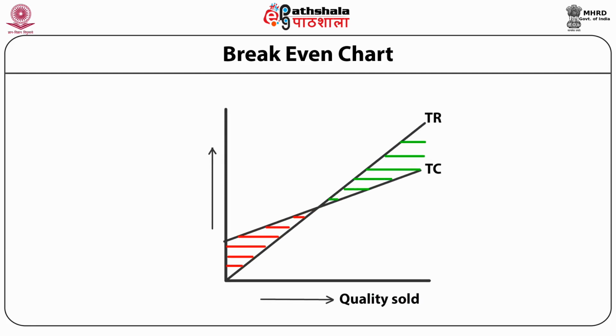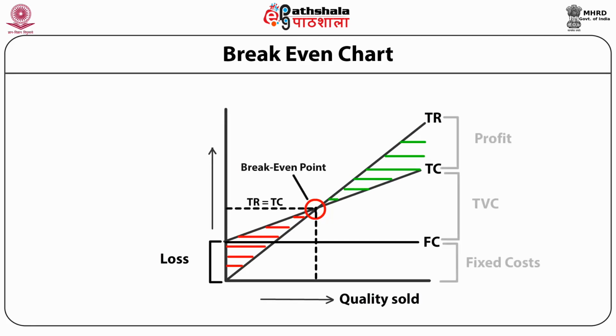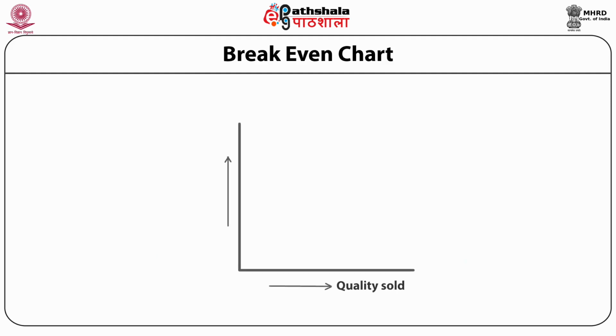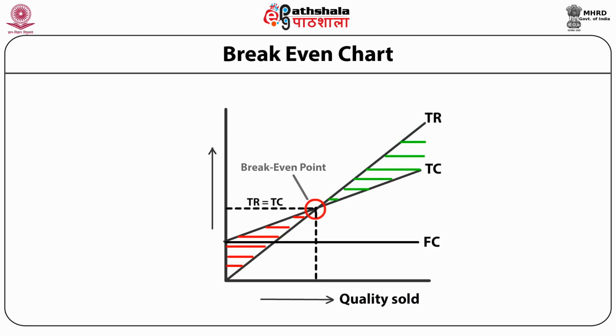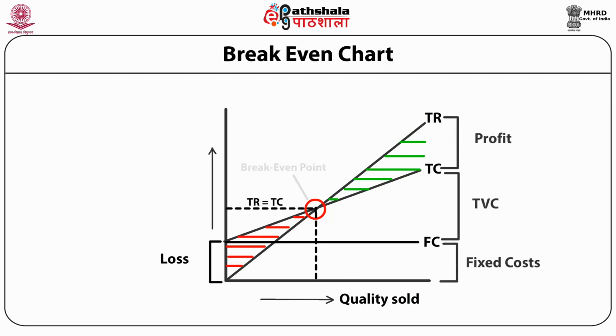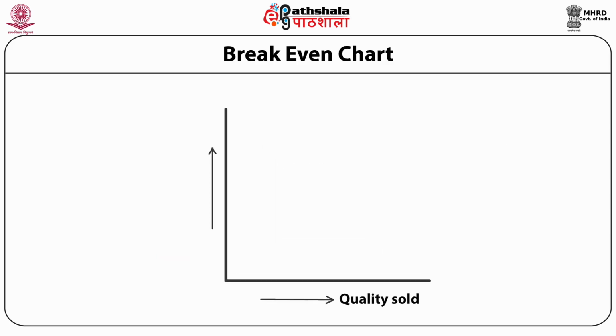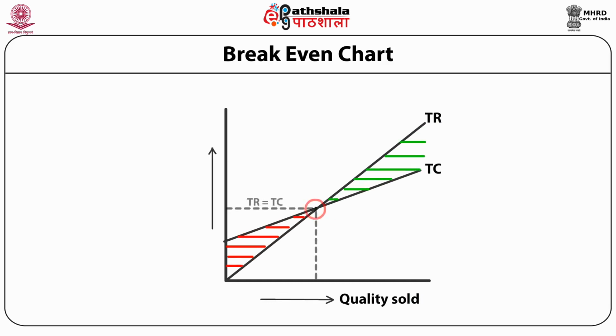The quantity of output is shown on the OX-axis and the cost and revenue on the OY-axis. Total revenue is represented by the total revenue curve, along with the total cost curve and the fixed cost curve. The vertical difference between total cost and fixed cost shows the variable cost. Point E indicates the break-even point. At this point, the total revenue and total cost curves intersect each other. Here, the total revenue is equal to total cost.